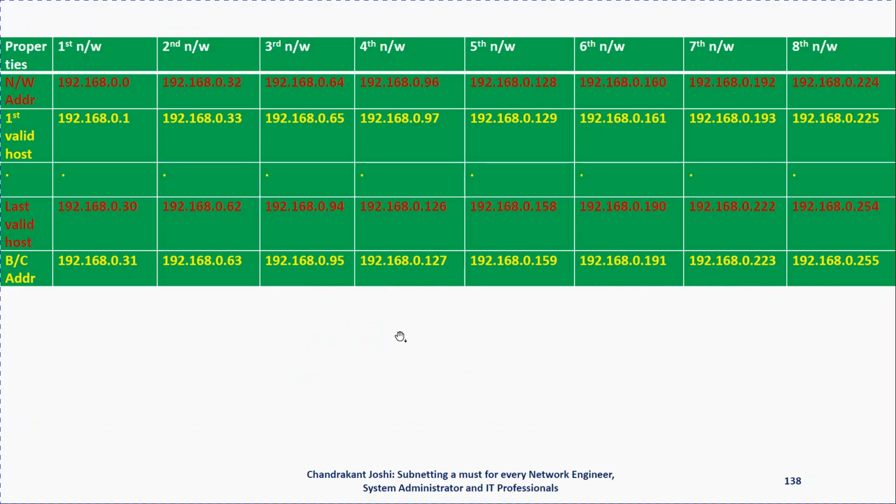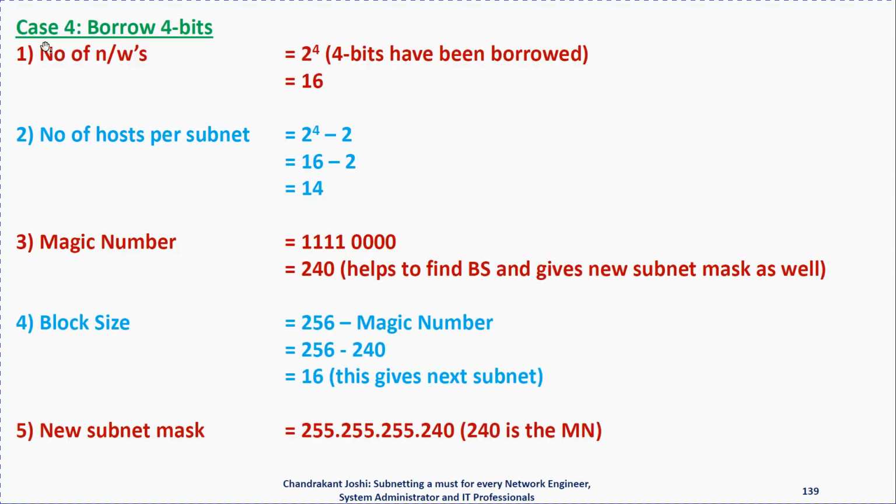Okay, let me see one more example. 4 bits borrowed. So 2 power 4 is 16. 8 minus 4 is 4. So the host is left with 4 bits. So 2 power 4 is 16, minus 2 is 14. This is the magic number: 1, 2, 3, 4 ones are there because 4 bits have been borrowed. This comes to be 240. Now block size is 256 minus the magic number, which is 16.